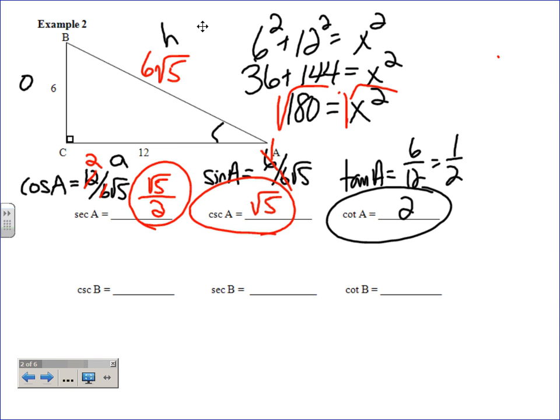Now, I will give you the answers to the other row if you would like. You can check those out on your own time. But for our sake today, we'll do it the same. Basically, cosecant of B is the exact same thing as that. It's square root of 5 over 2. Secant of B is the exact same thing as the one above. It's square root of 5. Cotangent of B is not the same as cotangent of A. It is 1/2. Yes, cotangent of B is 1/2.